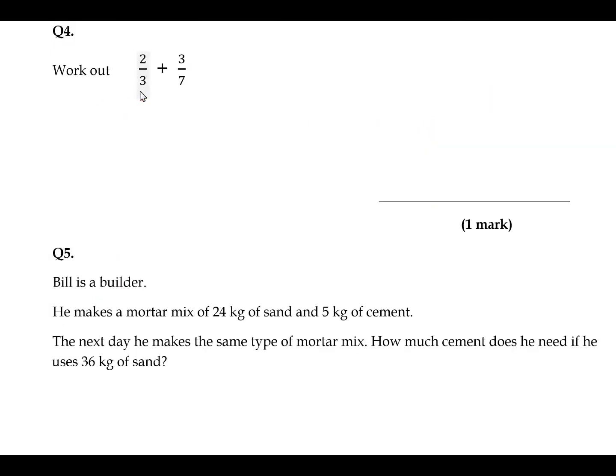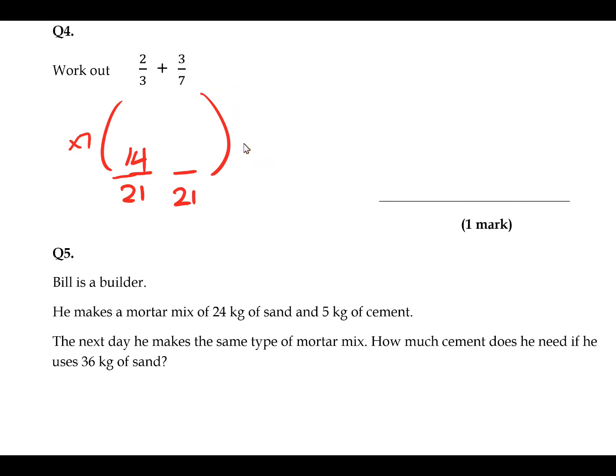Question 4. Work out 2/3 plus 3/7. You can't add them together because 3 and 7 are different denominators, so we need to choose a number they both go into, which is 21. 7 times 3 gives me the 21. The 3 has been multiplied by 7 to give me 21, therefore I've got to do the same to the numerator so that I keep my fraction the same. So 2/3 is the same fraction as 14/21.